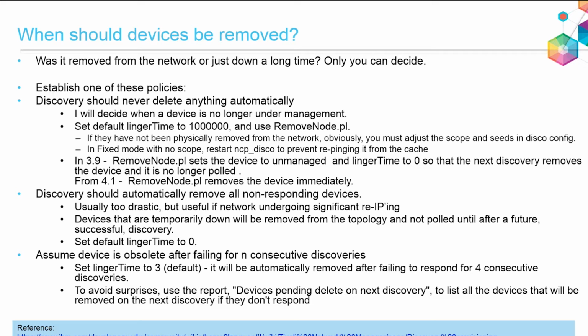Remove node. If you're on 3.9, for instance, you're probably familiar with the fact that it does two things. It unmanages the device, and at the same time, it sets the linger time to 0. So the device will first off still get polled, but it won't actually get removed until the next full discovery. In 4.1, it will simply remove the device immediately without a full discovery.